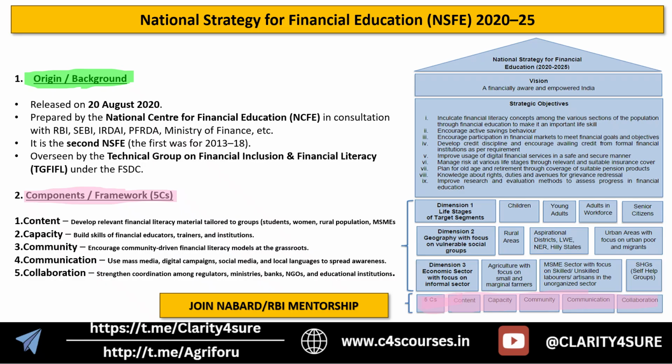Okay, and there are 5 C's, the components or framework of this national strategy for financial education. What are they? First is the content. So they should develop financial literacy material tailored to different groups under this dimension one. Capacity: build skills for financial educators, trainers and institutions. Community: encourage community driven financial literacy models at the grassroots. Communication: use mass media, digital campaigns, social media and local language to spread awareness. Collaboration: strengthen coordination amongst the regulators, ministries, banks, NGOs and the educational institutions.